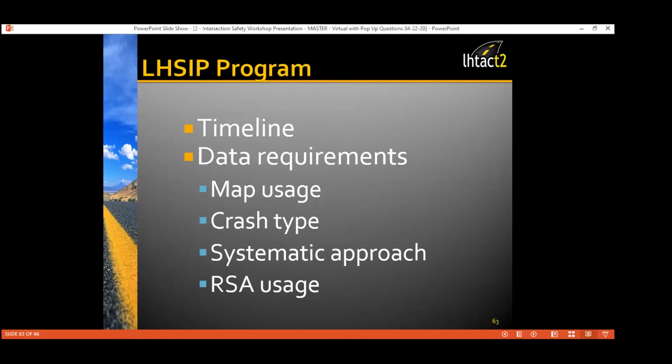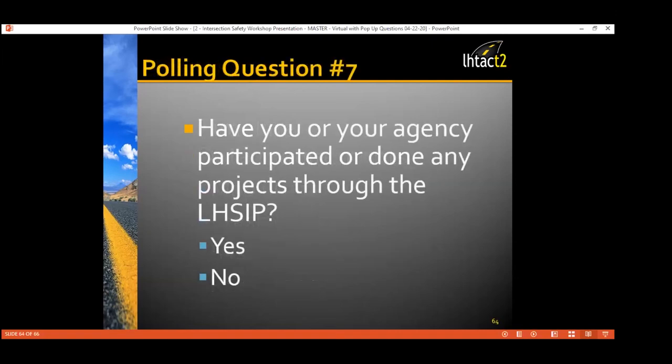So who should I contact? It's got some contact information that you can contact at LTAC, and I would encourage you to have further conversations with LTAC. They can guide and direct you. Okay, so our last polling question, and then we have just one more slide and we'll be done. So I'm going to ask Don to bring up our next polling question.